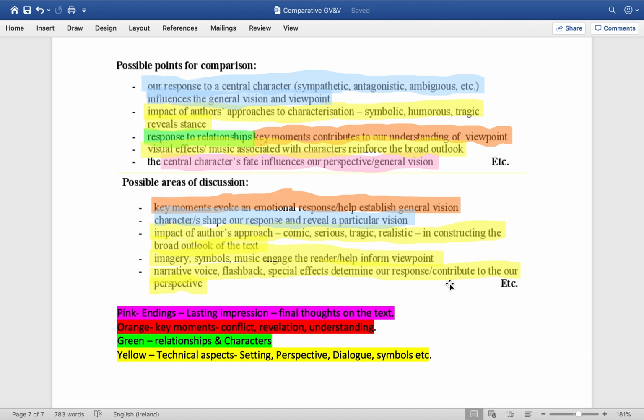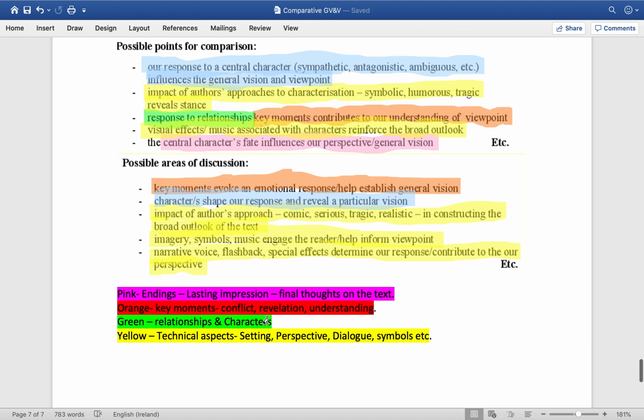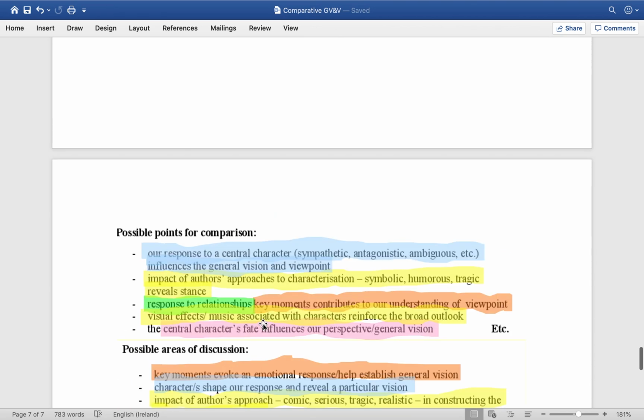Whoever wins will determine whether it's a positive or negative outcome. When something is revealed, when maybe a secret is revealed, is that positive or negative? Or is there a moment of understanding between characters? So these key moments come in lots of different shapes and sizes, but they're definitely really important to general vision and viewpoint.